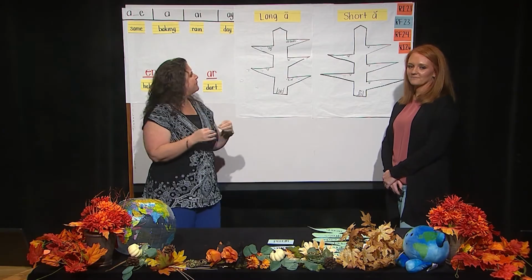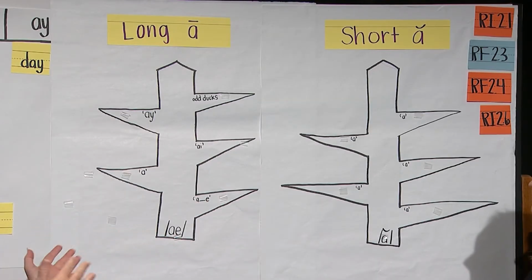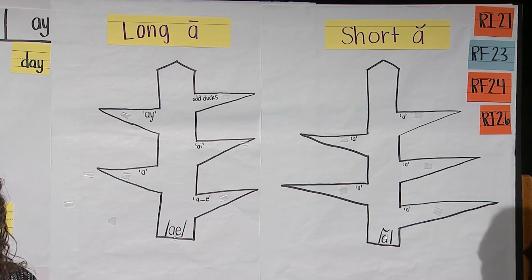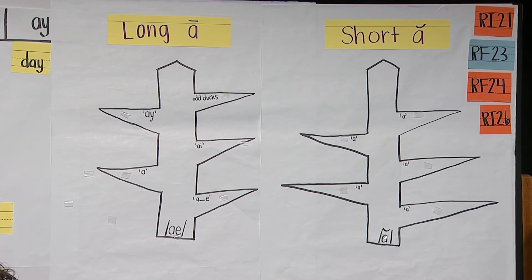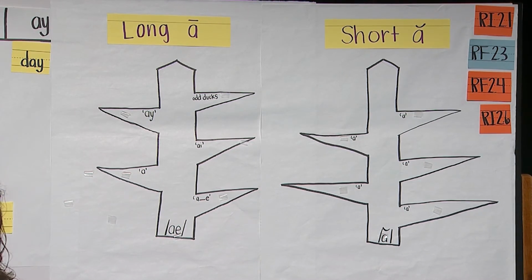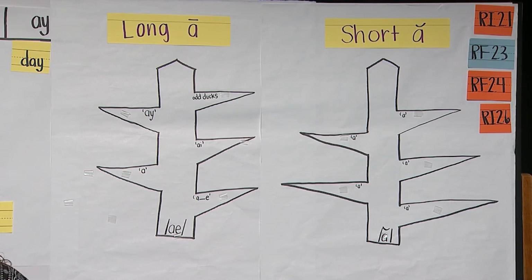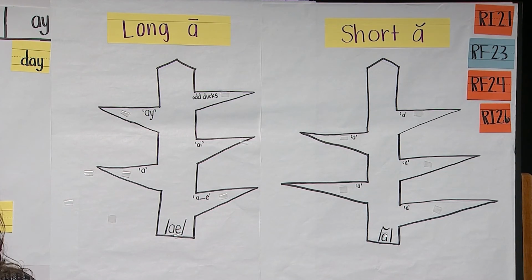Now notice some of the branches may look like they're different lengths. That's because they show a common spelling pattern for a sound. Some of the longer branches represent more common spellings, and some of the shorter ones represent less common spellings. True. The odd ducks branch is the shortest. Words with unusual spellings are called odd ducks.